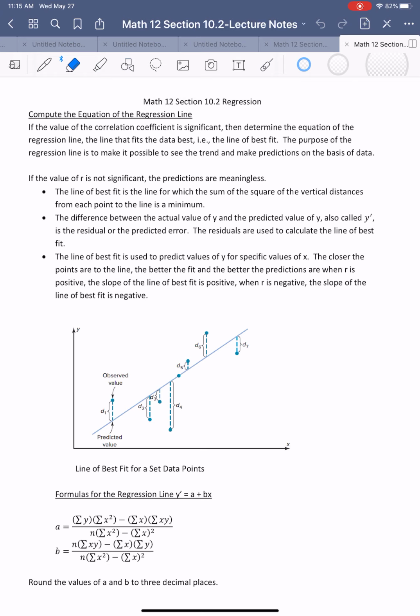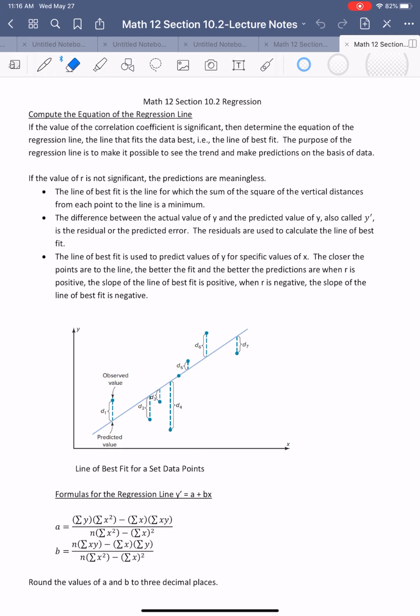The purpose of the regression line is to make it possible to see the trend and then make predictions on the basis of the data. If the value of r is not significant, the predictions are meaningless. The line of best fit is the line for which the sum of the squares of the vertical distance from each point to the line is a minimum.